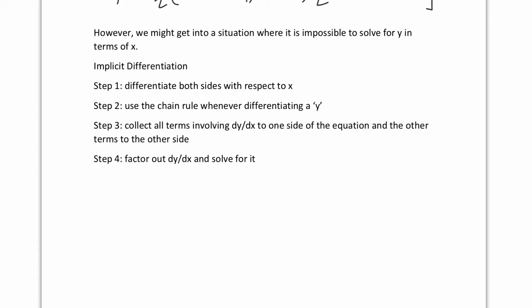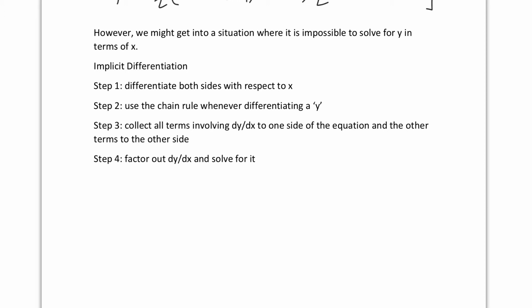So let's take a look at the method of implicit differentiation. Step one is we're going to do the derivative right away. We're not going to do any solving, any algebra. Step one is going to be to differentiate both sides with respect to x. Step two is going to be to use the chain rule whenever differentiating a y. Anytime you see a y, we're going to use a chain rule, and I'll show you what that means.